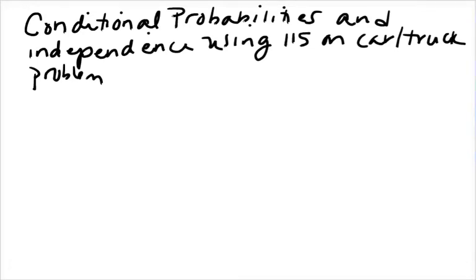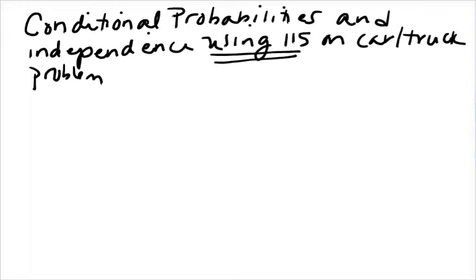Okay, so problem number 117 is on conditional probabilities and independence, and we're going to look at the problem that I just sent you a video on, which I had made last semester, this is being made now, on 115 on the car and truck problem.